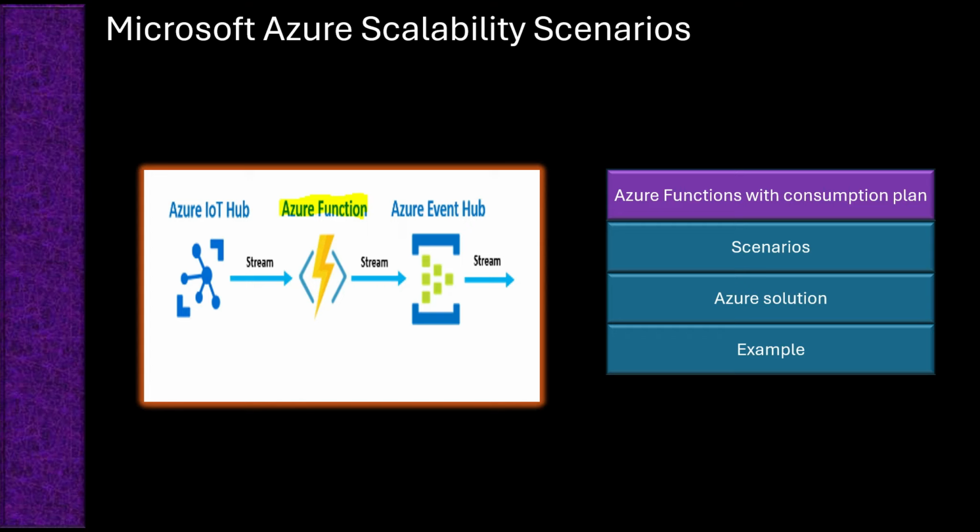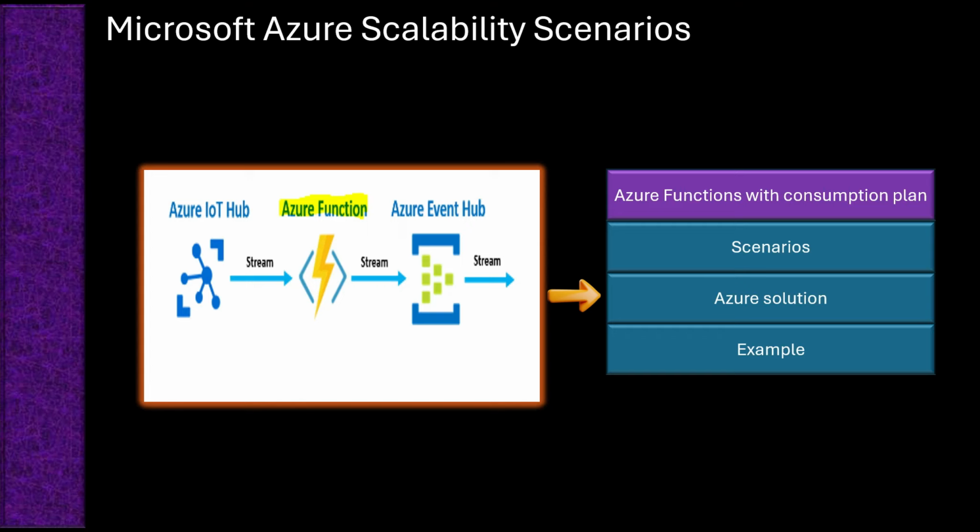Another scenario is to use Azure Functions with the consumption plan. In this scenario, to achieve scalability, we are using Azure Functions with the consumption plan. Let's think about the scenario. You run an IoT platform that processes data from thousands of devices, but the data load varies throughout the day. What Azure solution can we use for this use case? That's going to be Azure Functions with the consumption plan.